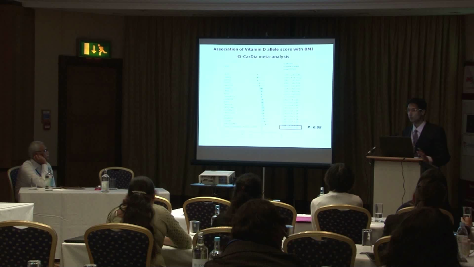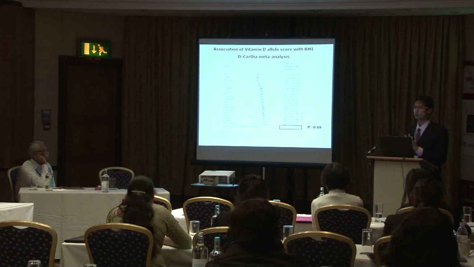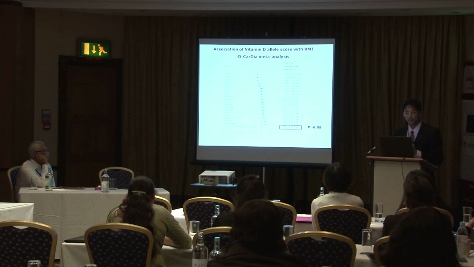We initially thought probably this lack of association could be because of the small sample size. So we increased the sample size by combining the DCardia results with the Giant consortium, which has more than 123,000 individuals.